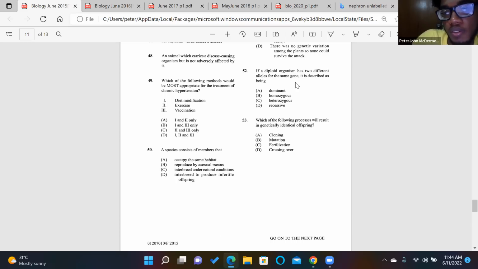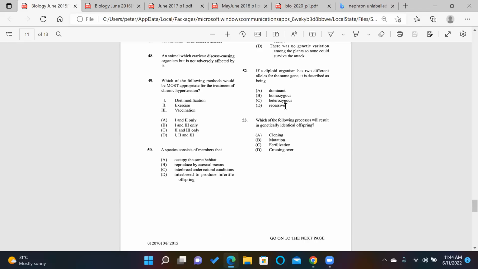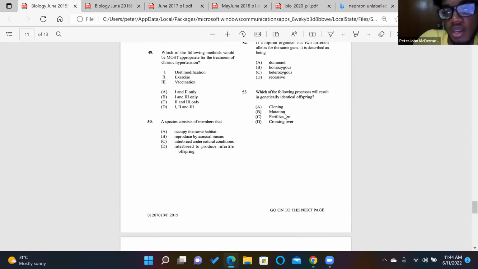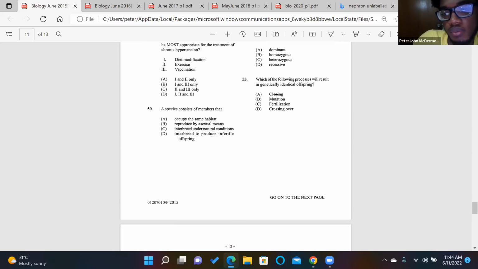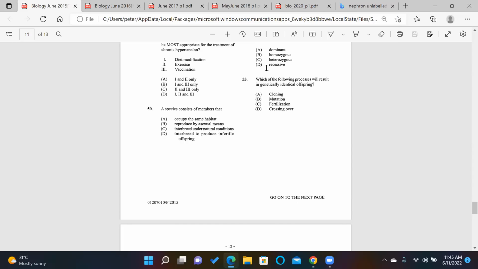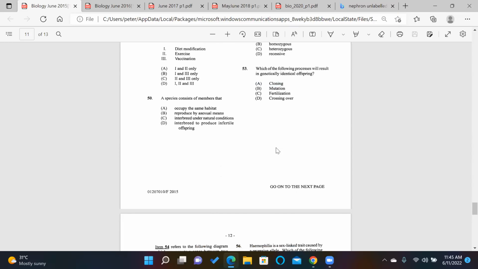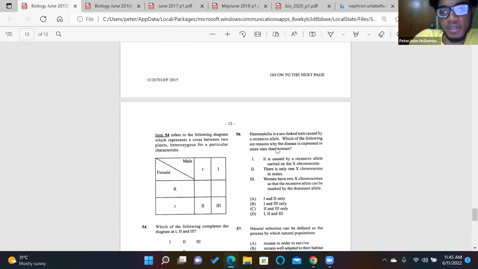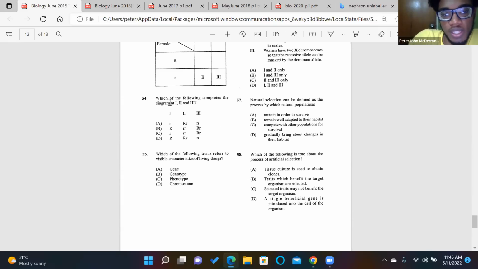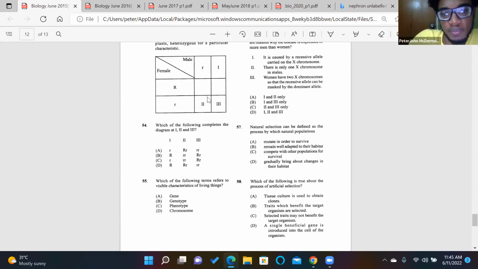A diploid organism has 2 different alleles for the same gene. It's described as being C, heterozygous. Which of the following processes will result in genetically identical offspring? Genetically identical, guys. Yeah, clone. What's a clone? Yeah, genetically identical. Which of the following completes the diagram at 1, 2, and 3?